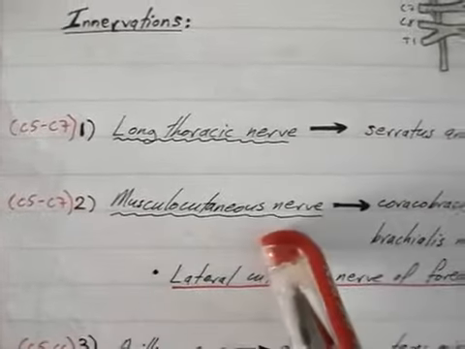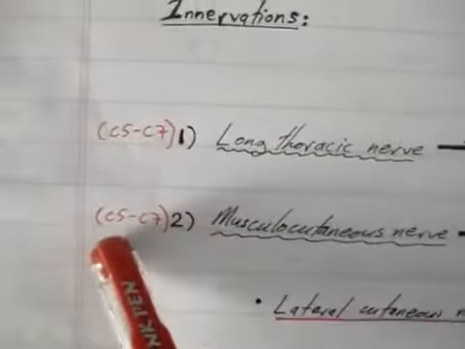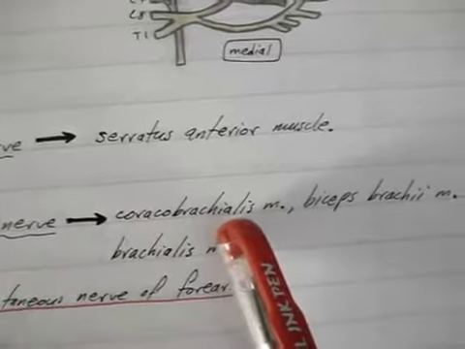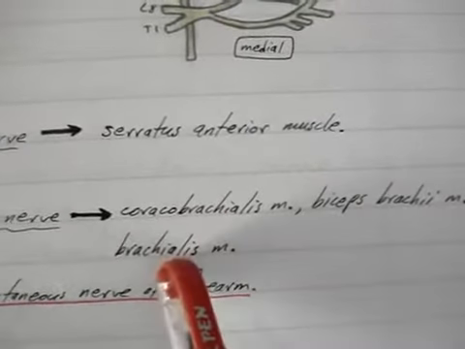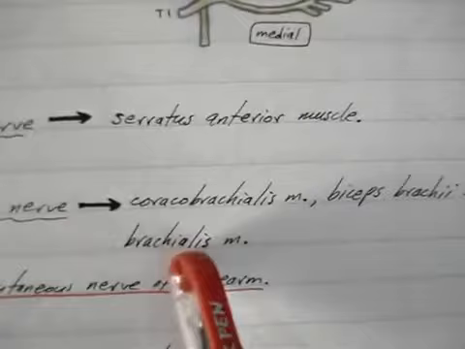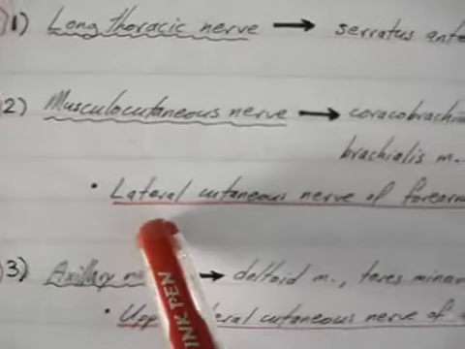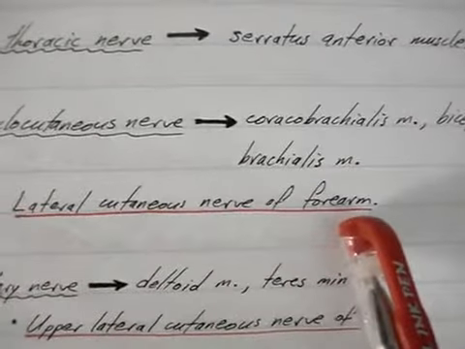Next one is the musculocutaneous nerve, which is C5, C6, C7. The musculocutaneous nerve innervates the coracobrachialis, biceps brachii, and the brachialis muscles. It also has a cutaneous branch called the lateral cutaneous nerve of forearm.